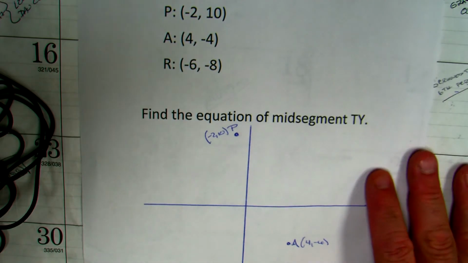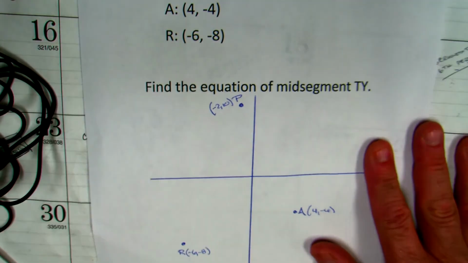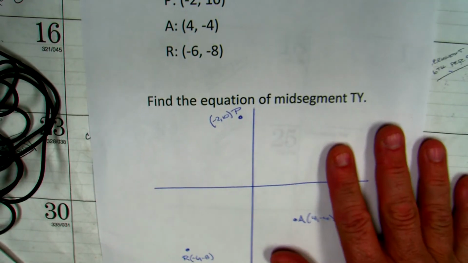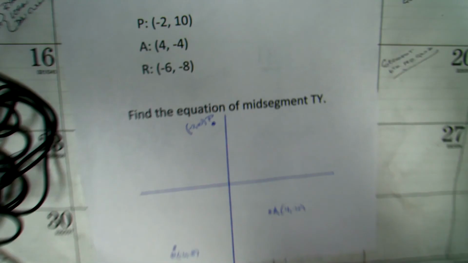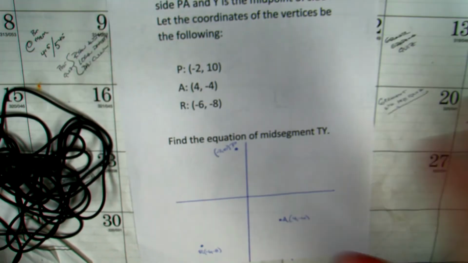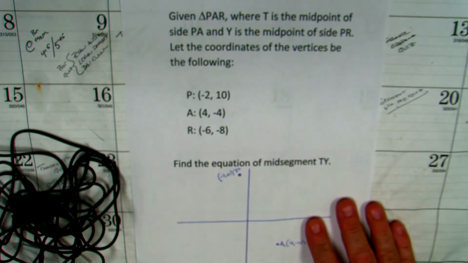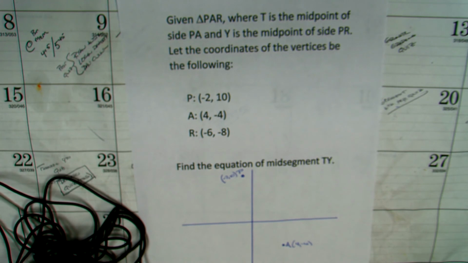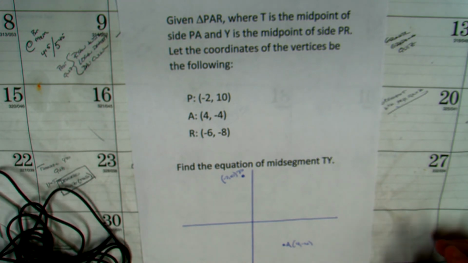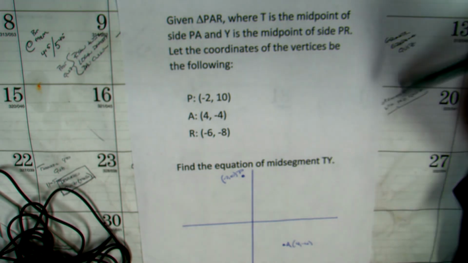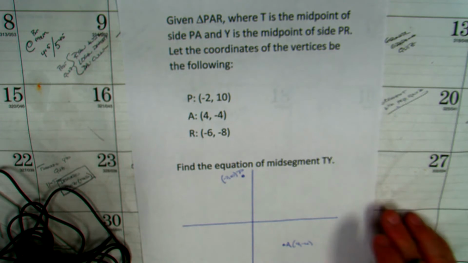Okay, so I'm briefly going to go through the equation of a mid-segment on the coordinate plane real quick. Alright, so what we're looking at is, given triangle PAR, where T is the midpoint of side PA, Y is the midpoint of side PR, list the coordinates of the vertices. Let the coordinates of the vertices be the following: P(-2, 10), A(4, -4), R(-6, -8). Find the equation of mid-segment TY.